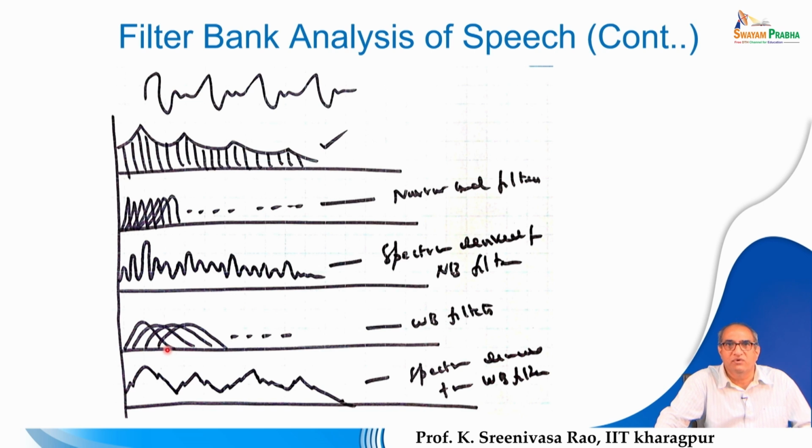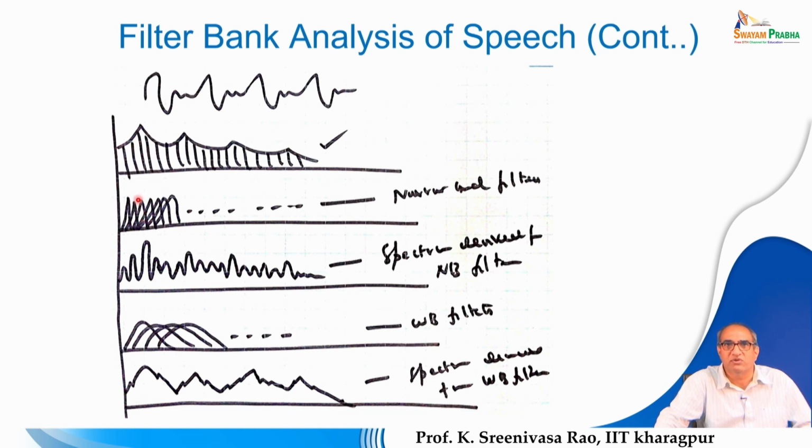Whereas in the case of wideband filters, the filter bandwidths are very large, and you can see there is a lot of overlap between successive filters. Therefore, if you analyze the output of wideband filters, the spectral envelope, or the spectral information for a given speech signal, will be somewhat smoother, because there is a lot of overlap between the successive filters. So if you plot the energy values of these filters, the spectral envelope is observed to be much smoother compared to the narrowband filter bank.